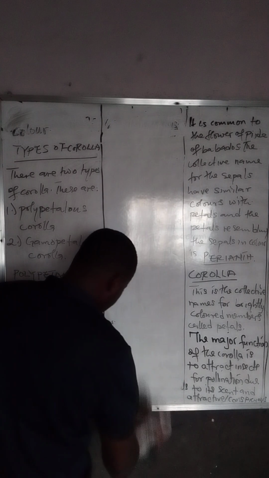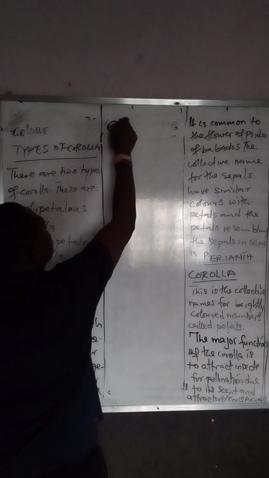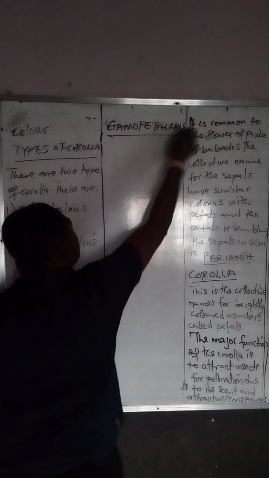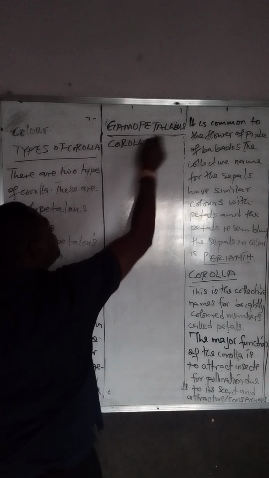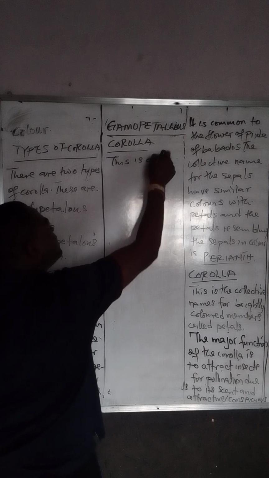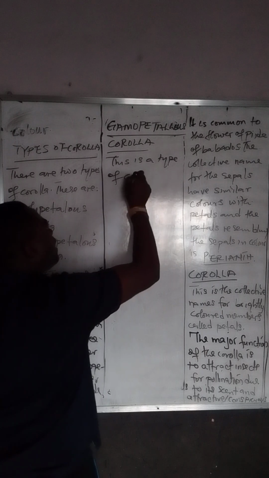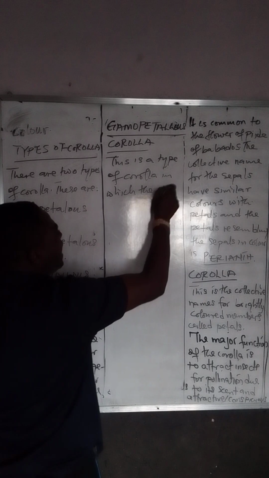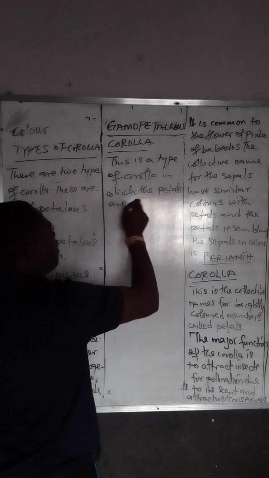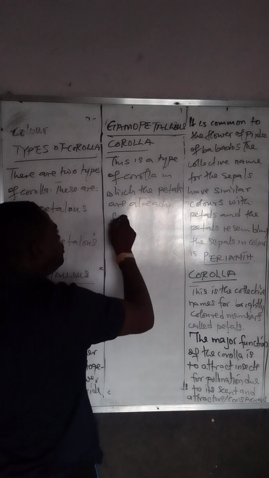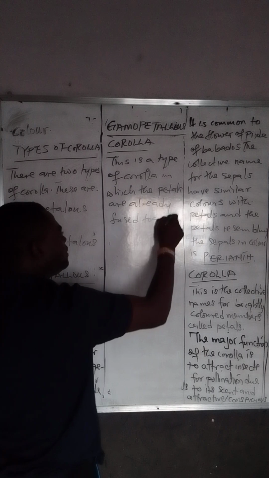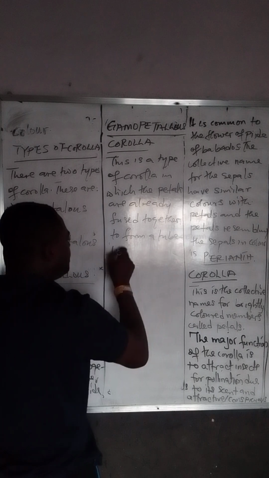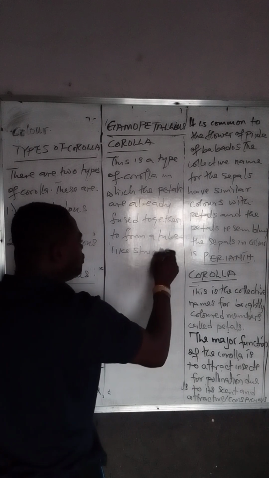Now, we have gamopetalous corolla. This is a type of corolla in which the petals are already fused together to form a tube-like structure. So we are done with that.